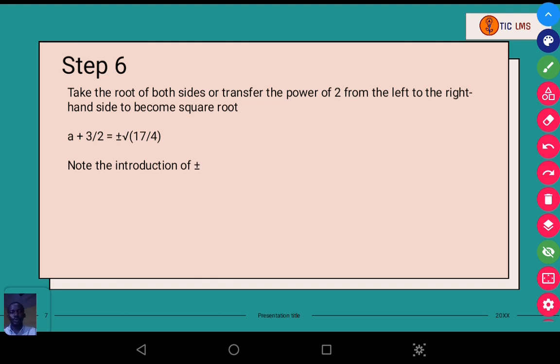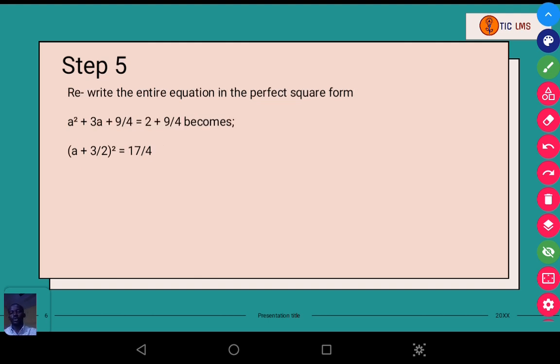Now, step 6. Take the root of both sides or transfer the power of 2 from the left to the right hand side to become square root. If you take a look at this left hand side, you have a power of 2. Our aim is to get the value of a, or the values of a. To do that, the first thing we take out is the power of 2. You can take that out by working with the inverse of 2. The inverse of 2 is square root.